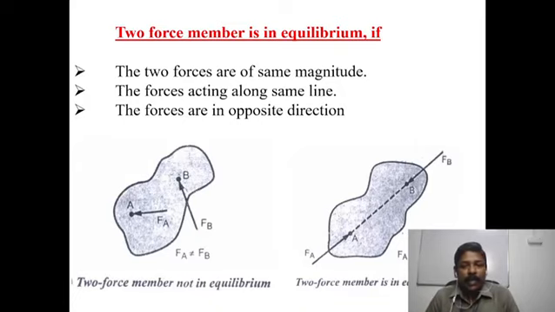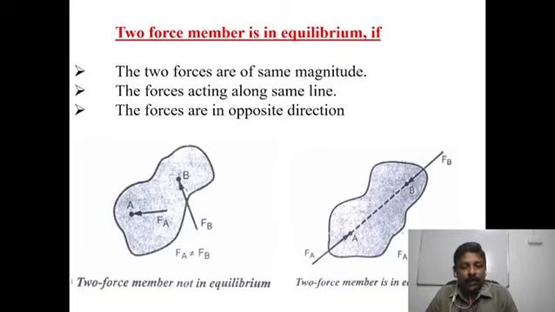Next one is the equilibrium condition. So what is equilibrium? Equilibrium means the forces are in a completely balanced condition. It doesn't mean it is a zero force. Equilibrium means the net force is equal to zero. That means they are balanced properly.